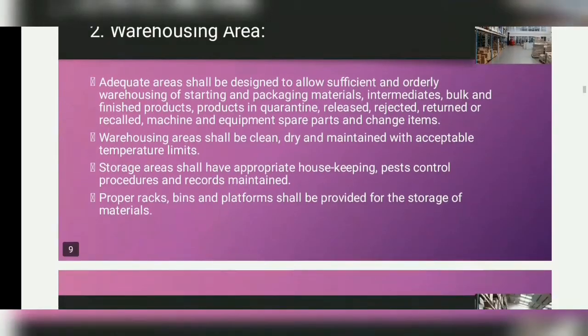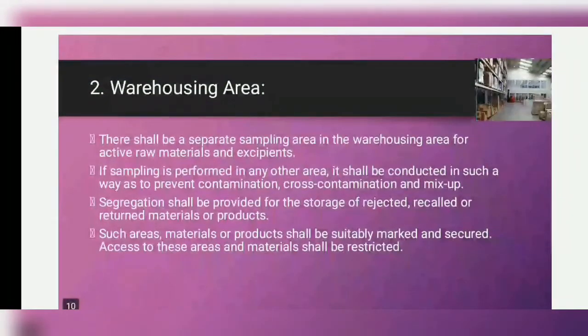Now let us discuss more about the warehousing area in our next slide. So there must be a separate sampling area in the warehousing area for active raw materials and excipients. If sampling is performed in any other area, it must be conducted in such a way as to prevent contamination and cross-contamination. Segregation must be provided for the storage of rejected, recalled, or returned materials.